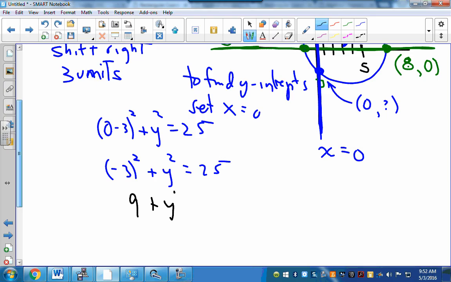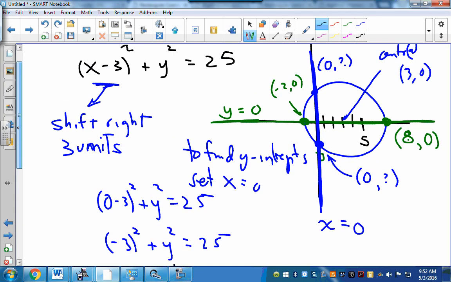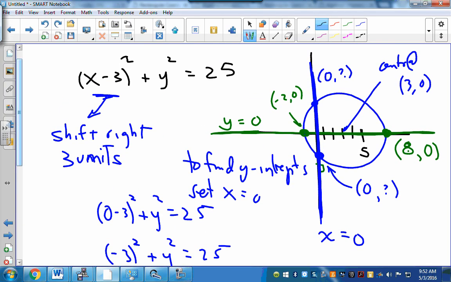9 plus y squared is 25. Go ahead and do the subtraction. Y squared is 16, so y is plus or minus the square root of 16. Y is plus or minus 4. So go back to your circle, and we now have these two y-intercepts, okay? So that's 4, and this is negative 4. Y is plus or minus 4. Okay, comments at this stage?